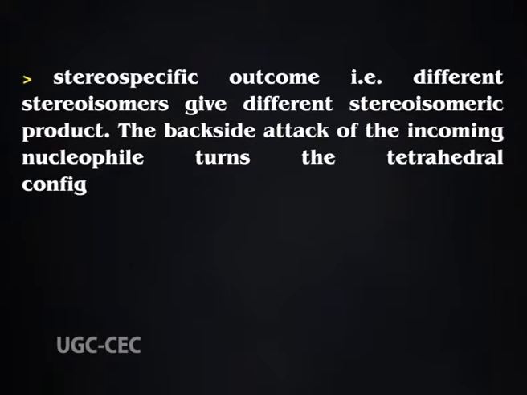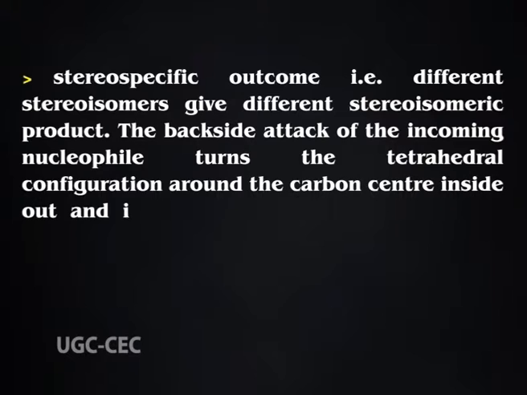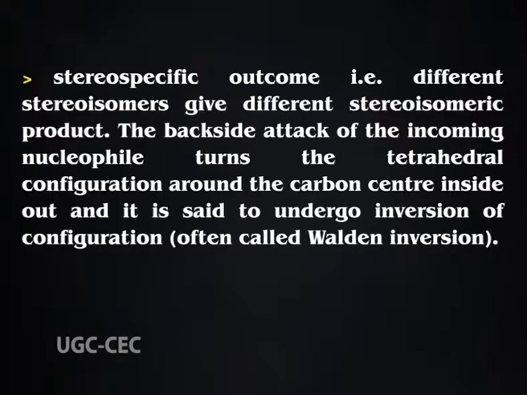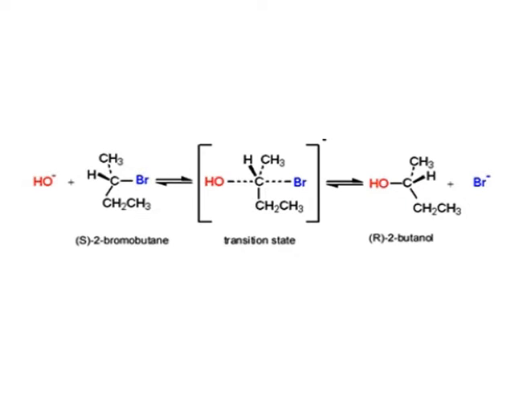The backside attack of the incoming nucleophile turns the tetrahedral configuration around the carbon center inside out, and it is said to undergo inversion of configuration. This is often called Walden inversion. For example, in this reaction, S configuration of 2-bromobutane gives 2-butanol with R configuration at the chiral carbon.